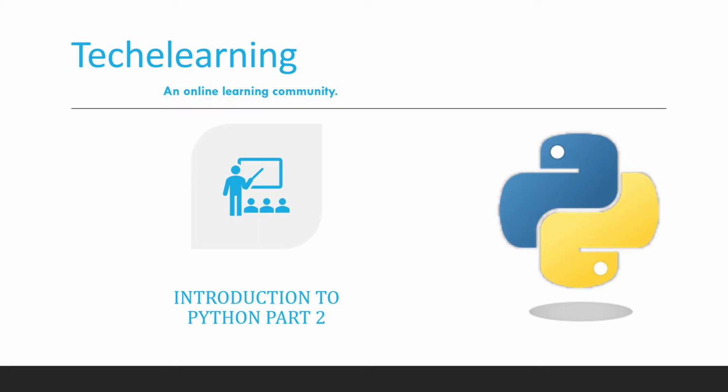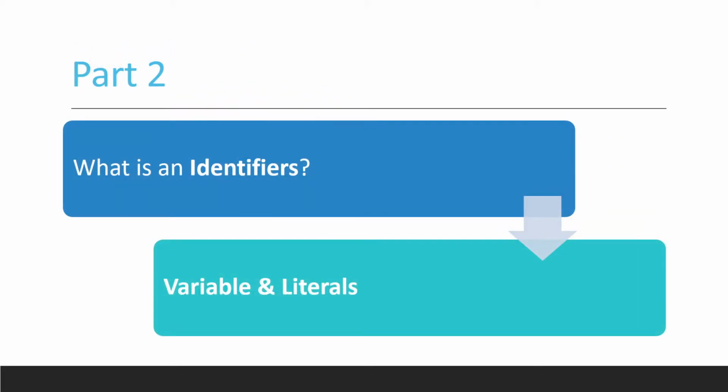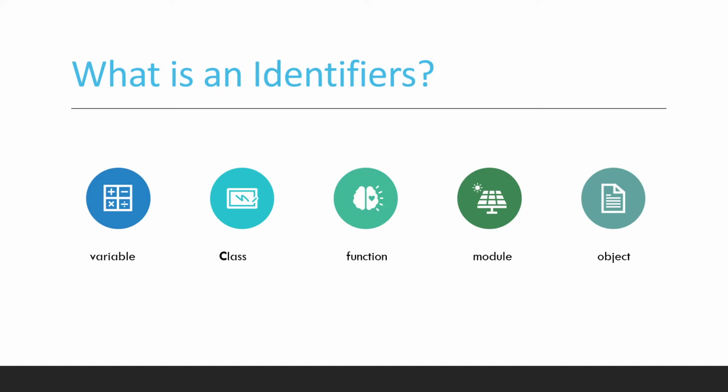Introduction to Python Part 2. In Part 2 we are going to learn what is an identifier, variables and literals under the identifier. What is an identifier? An identifier is a name used to identify variables, class, function, module or the objects. It helps to differentiate between one entity to other.